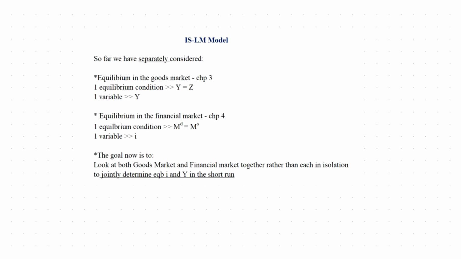So far in chapter 3, we looked at how we determine equilibrium output in the short run. In chapter 4, we looked at how we determine equilibrium interest rate in the short run. But now in chapter 5, the IS-LM model, we want to look at how we jointly determine equilibrium output and interest rate in the short run.